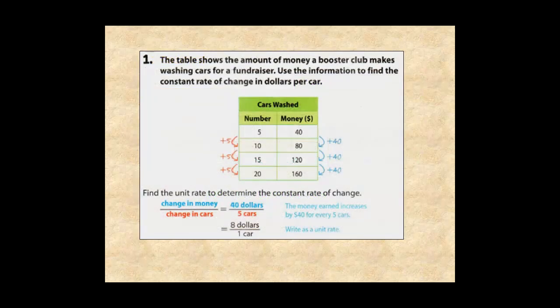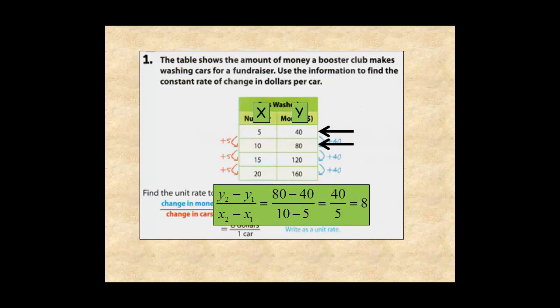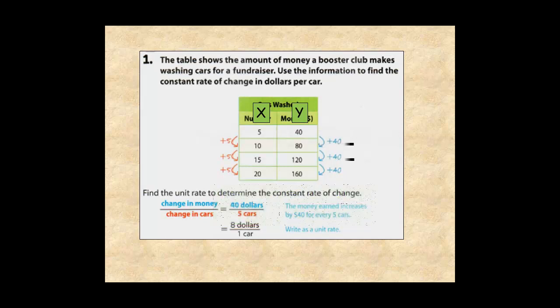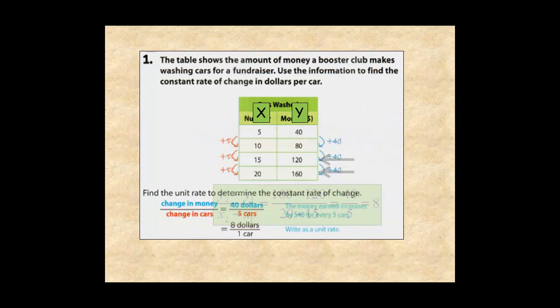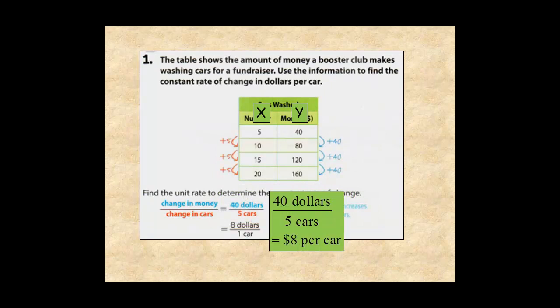In the table in example 1, x values are in the left-hand column, and the y values are in the right-hand column. The difference in cost over the number of cars is 80 minus 40 over 10 minus 5, 120 minus 80 over 15 minus 10, and 160 minus 120 over 20 minus 15, for a constant rate of $40 for 5 cars, or $8 per car.